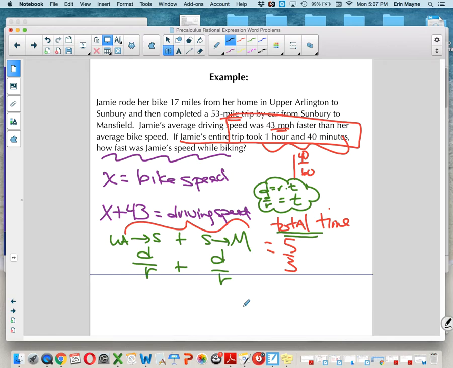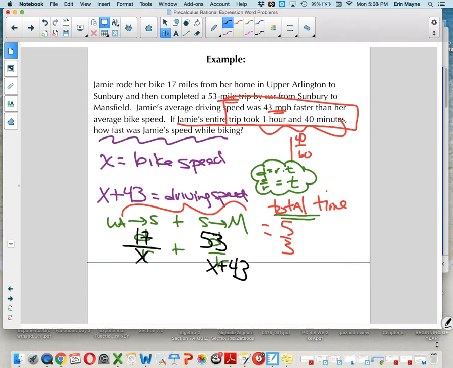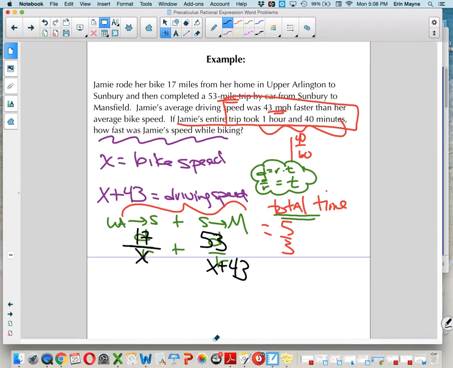My distance from UA to Sunbury is 17 miles. My rate, we already clarified, was the bike speed. She was taking the trip from UA to Sunbury by bike. Her 53-mile trip from Sunbury to Mansfield was by car. Distance over rate plus distance over rate, time plus time equals time. So now we're going to take this and we're going to solve it.